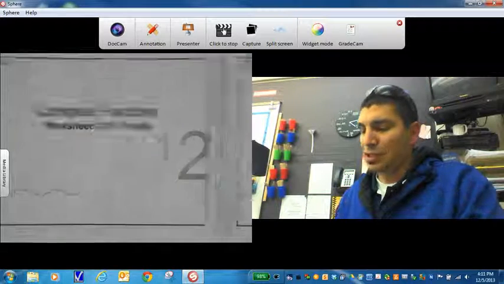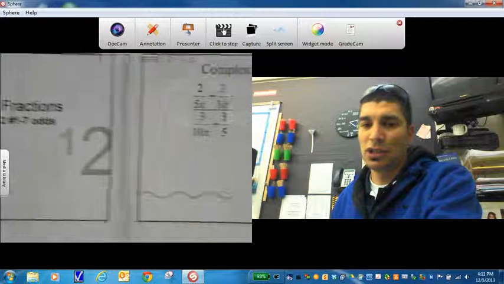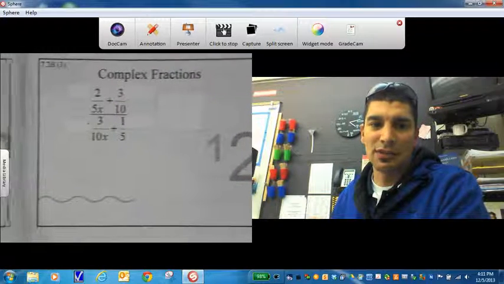Okay? So let's take a look at what a complex fraction looks like. This is what a complex fraction looks like.